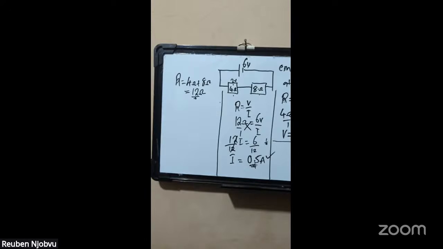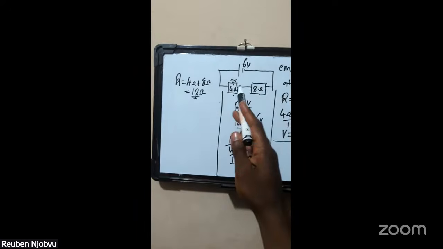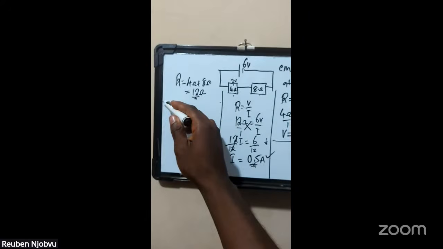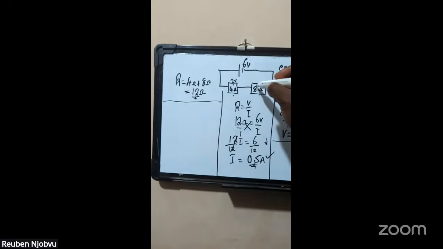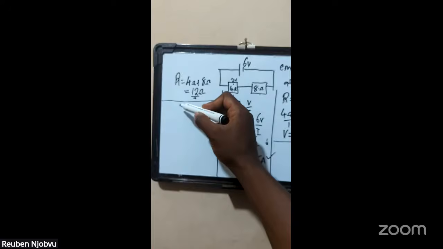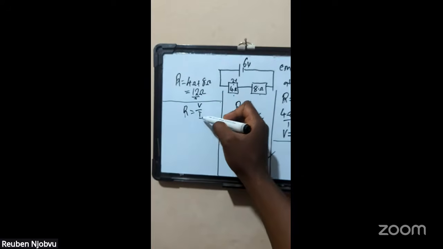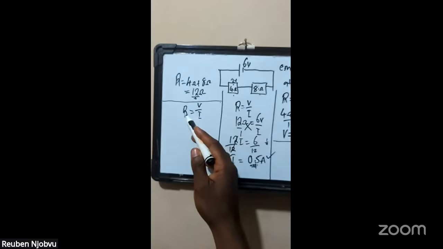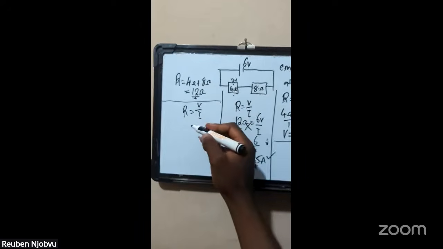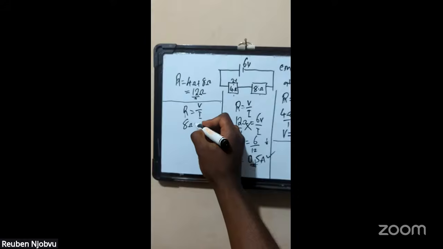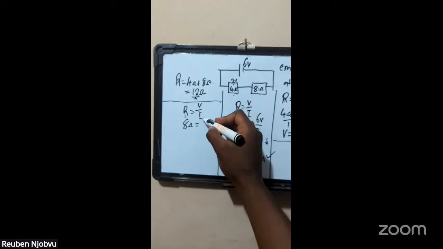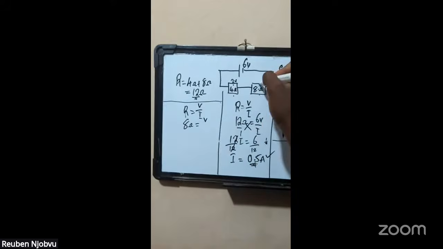All right, so this is how you find the voltage at the 4 ohm resistor. Then how do you find the voltage at the 8 ohm resistor? The same formula applies. Resistance is equal to voltage over current. So what is the resistance we want to find for 8? The 8 ohm resistor, what's the voltage? We do not know the voltage at this point.